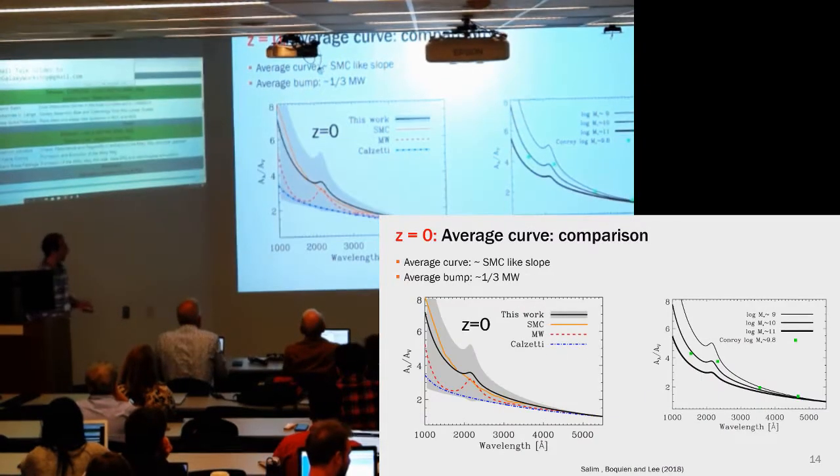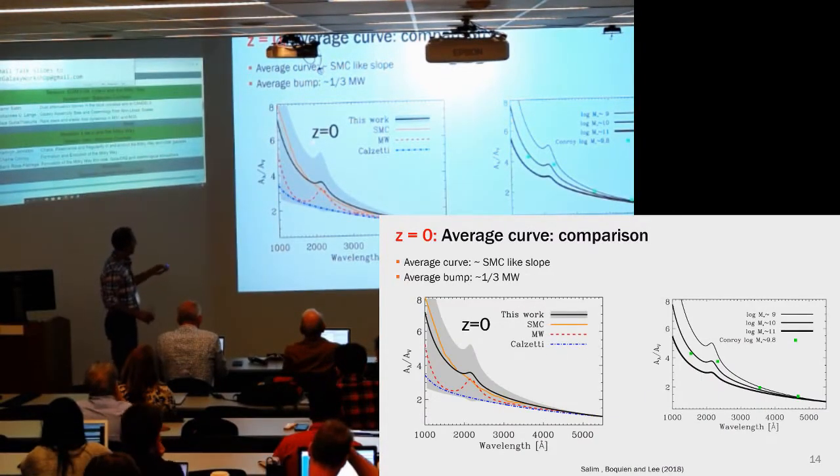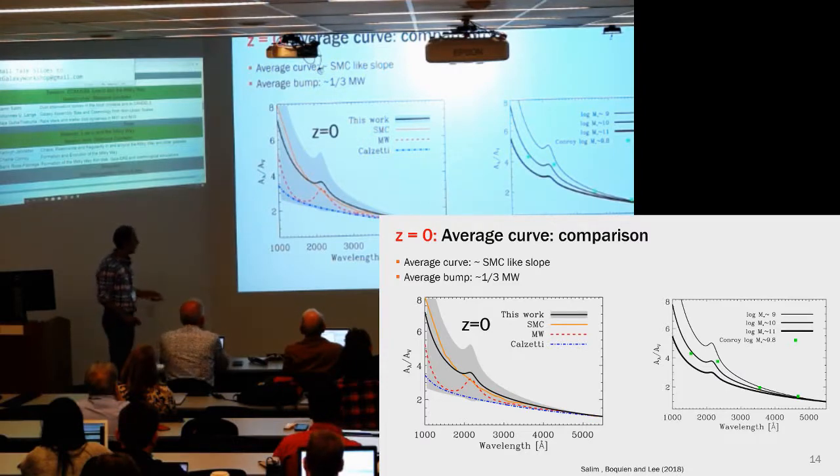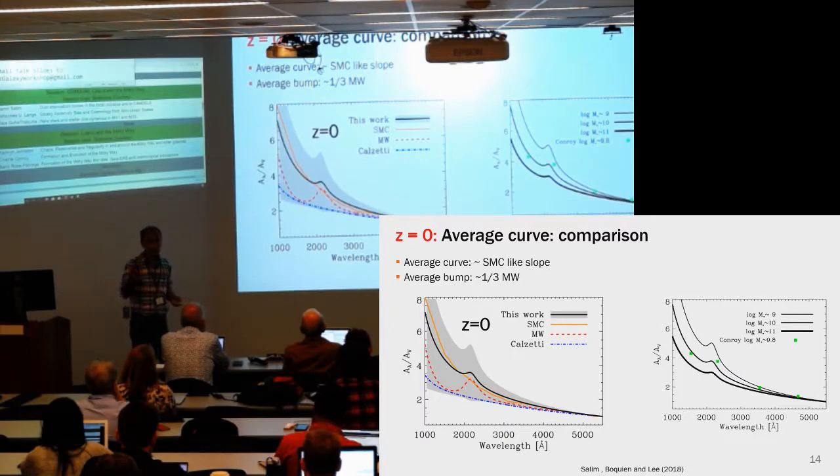So if you look at just the average curve, there's a lot of range for individual ones, but look at the average one. It's actually kind of as steep as the SMC curve. For practical purposes, if you want to do SED fitting, it's actually good to split your sample by stellar mass and then apply different curves.